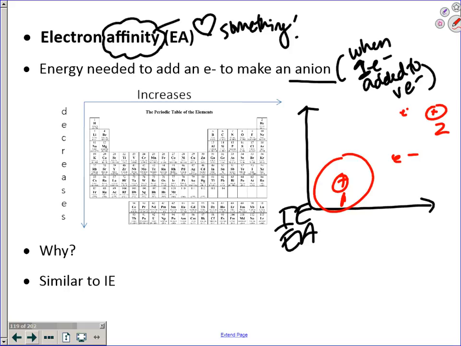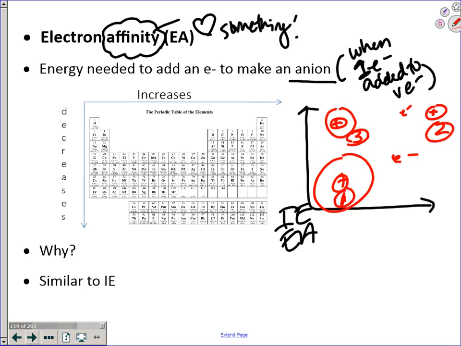But how about this one? How well do you think this nucleus could attract this electron? Very well, because there's not a lot of shielding in the way. So the size definitely plays a role. Compared to this one's going to be our medium. 1, 2, 3.